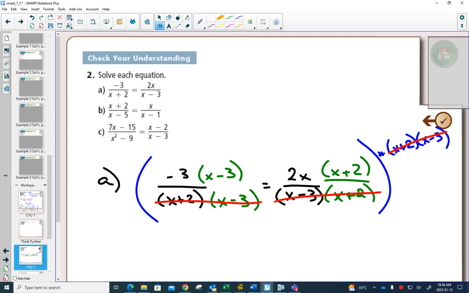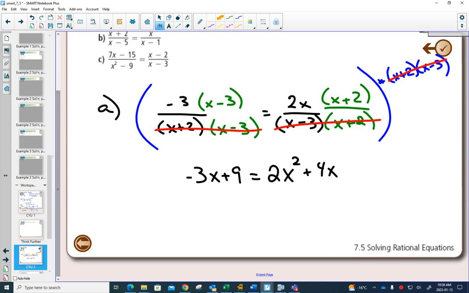Then, what do I have? I'm going to have negative 3x plus 9 on this side when I distribute, and I'm going to have 2x squared plus 4x on this side. And what kind of equation is this? Quadratic. I'm glad you didn't make me rhyme again. We get a quadratic equation.